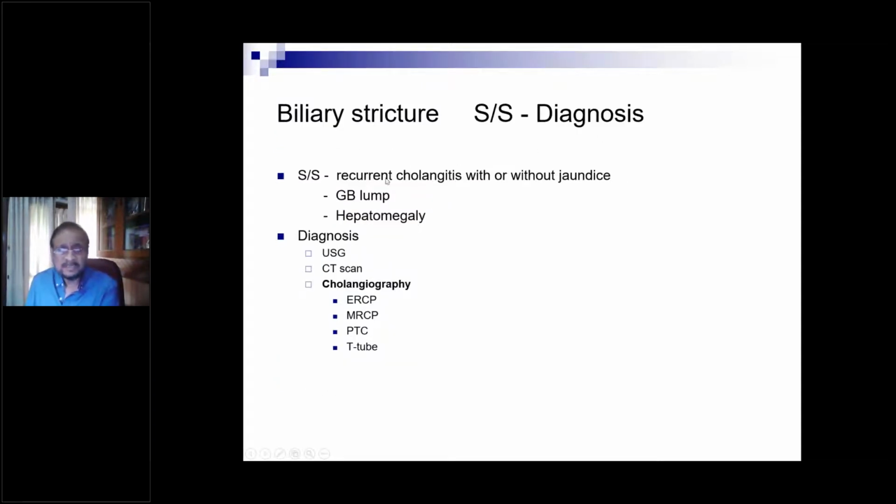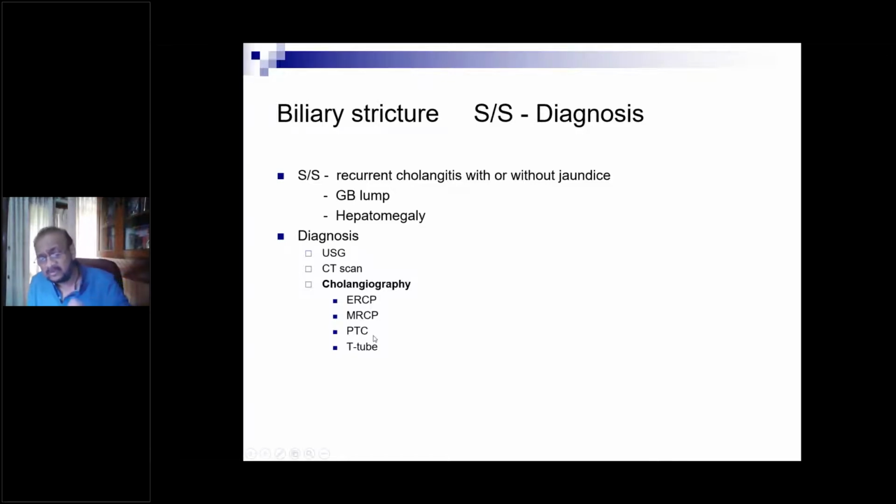Signs and symptoms, the signs are very simple: recurrent cholangitis with or without jaundice, you can have a gallbladder lump, you can have hepatomegaly. All could be signs of a CBD stricture. The diagnosis, the best is a cholangiogram. You can get some indication of a possible stricture on ultrasound and CT scan, where you find a proximal dilatation. But cholangiography is probably the better method. You can do a cholangiogram by injecting the dye from below, as is done in ERCP, or you can do it with an MRCP, or if you want to inject the dye through the liver, there is the percutaneous transhepatic cholangiogram.